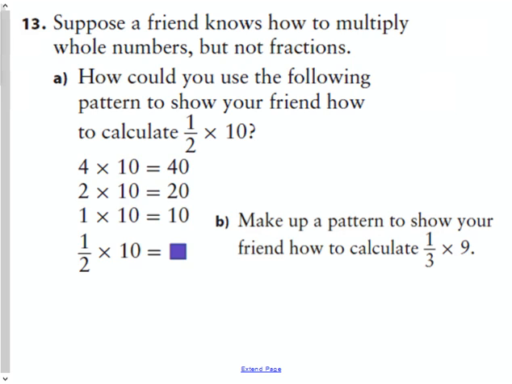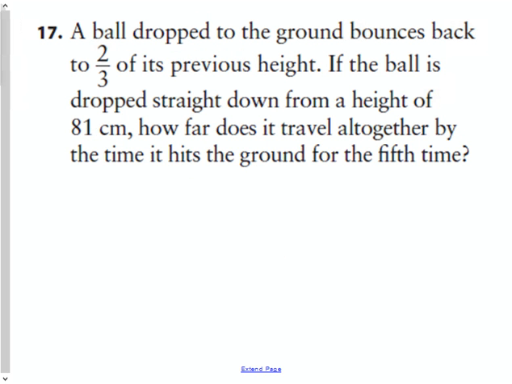We'll leave that one. Question 17: a ball dropped to the ground bounces back 2/3 of its previous height. If a ball is dropped straight down from a height of 81 centimeters, how far does it travel altogether by the time it hits the ground for the 5th time? So when it drops the first time, it traveled 81 centimeters. Agreed? And then it bounces back 2/3 of 81.